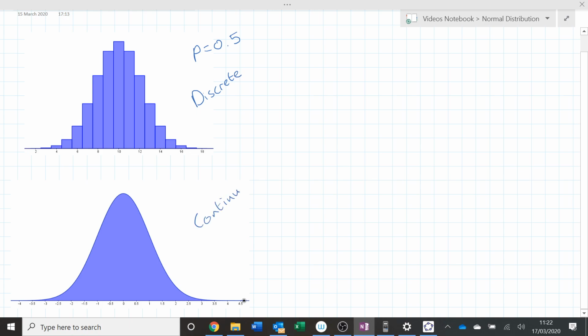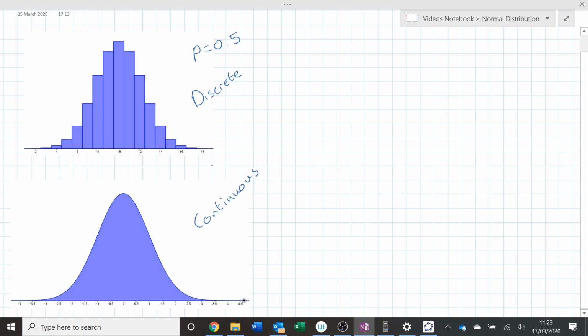Also, the heights of the bars in discrete represent probability and the area represents probability in a continuous. Nevertheless, it is possible to approximate a binomial distribution with a normal distribution. But why? In the past, it was very hard to calculate binomial distributions when there was a very, very large n.